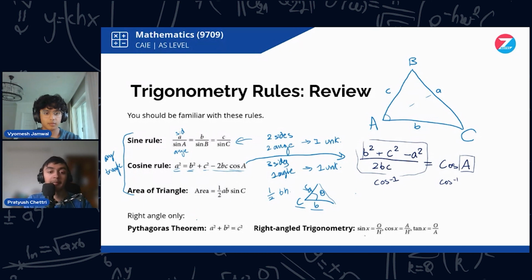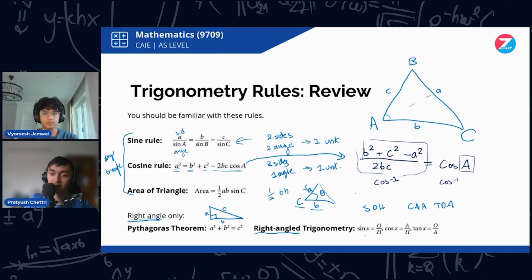And here are some theorems which only apply to right angle triangles. Do not, I repeat, do not use these on non-right angle triangles. The Pythagoras theorem, this is a very common thing. If you have a right angle triangle A, B, C, hypotenuse is C, A squared plus B squared equals C squared, you know that, guys. And this is right angle trigonometry, SOH CAH TOA.